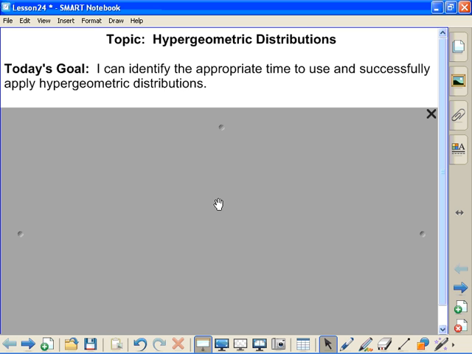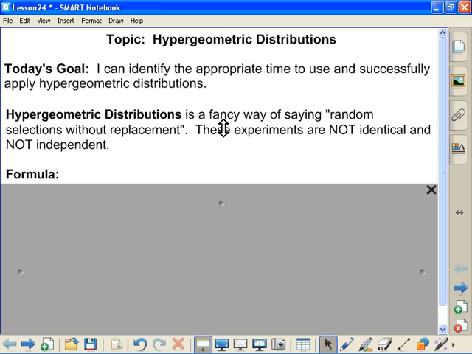So we are at the last of our types of distributions. We've talked about uniform distribution, binomial, geometric, and now our last one's hypergeometric. So what's today's goal? Very, very similar to previous days. You need to be able to identify when it's a hypergeometric distribution and then successfully apply it to the situation at hand.